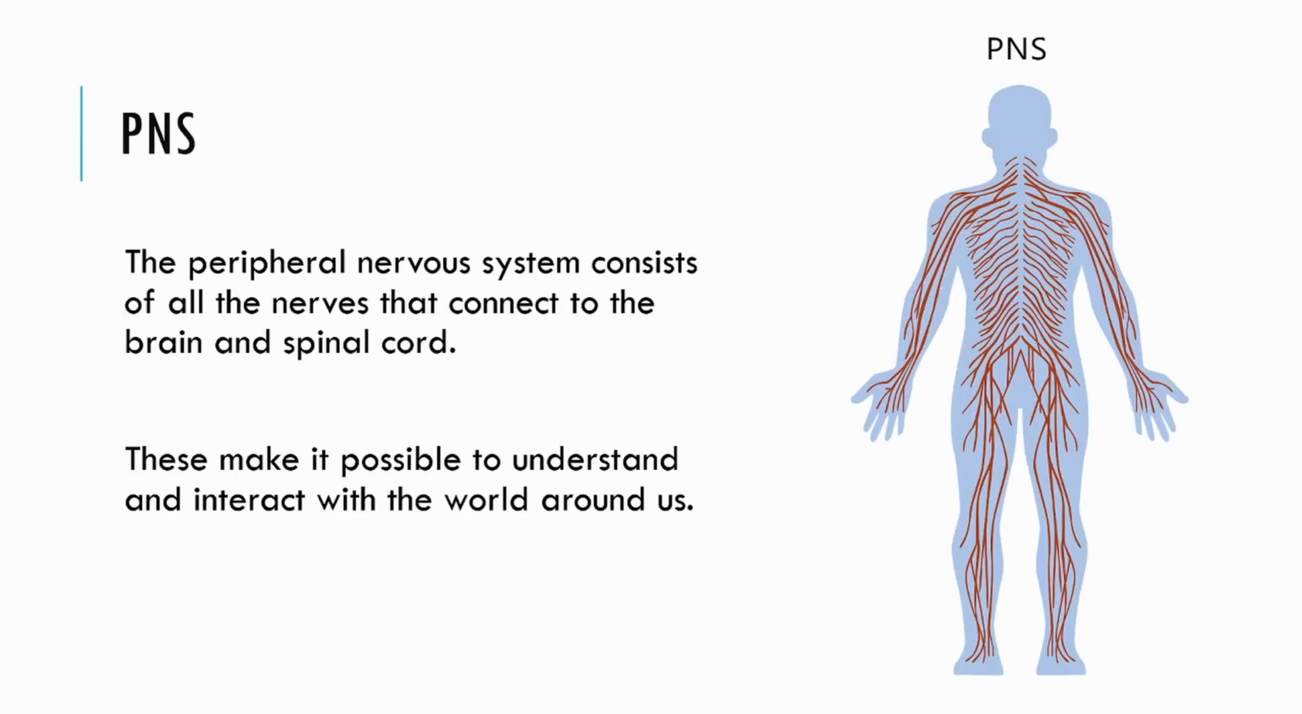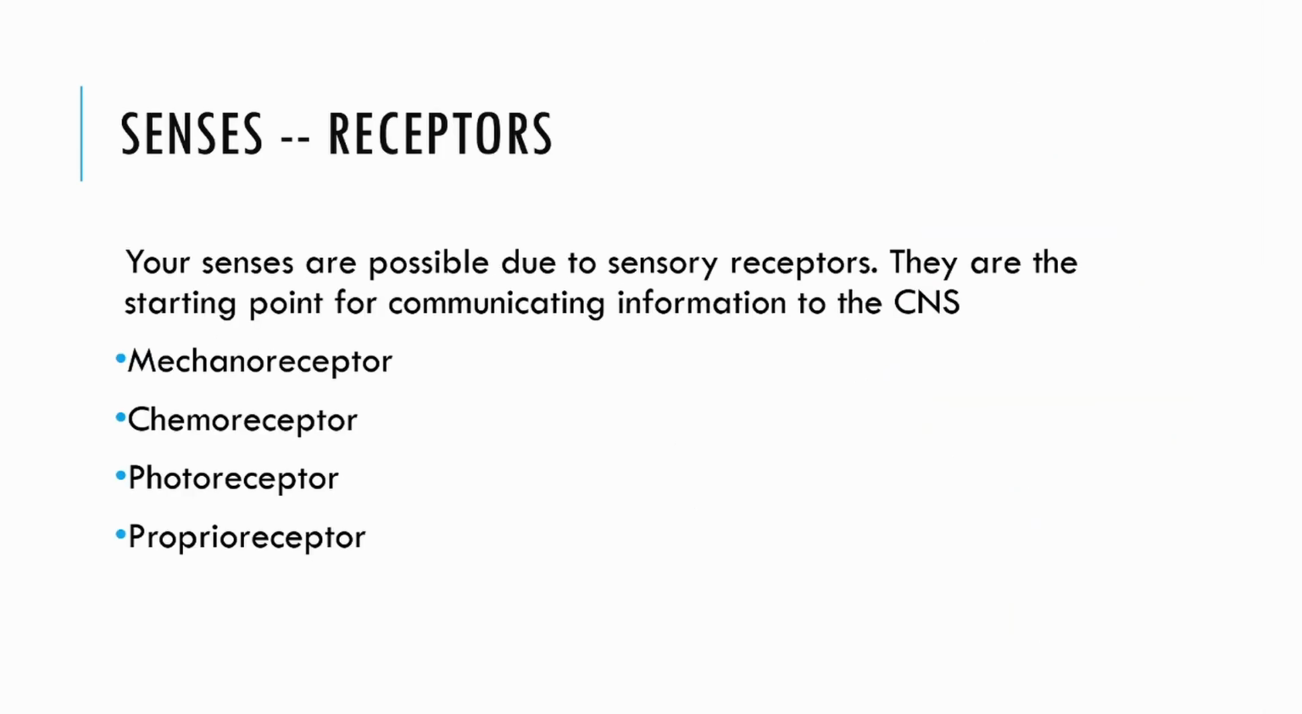Moving forward, we go to the peripheral nervous system. This is all the nerves that connect to both the brain and the spinal cord, and this is what makes it possible for us to really interact with and understand what's happening around us. And there are different types of receptors that help us bring that information in. This is the starting point when it comes to communicating information to the central nervous system.